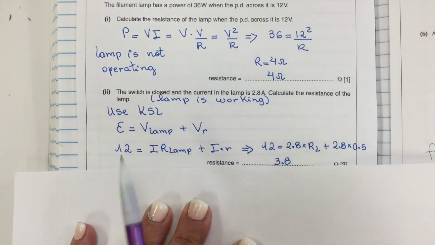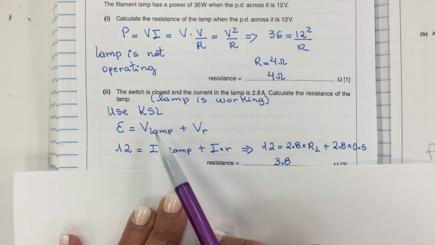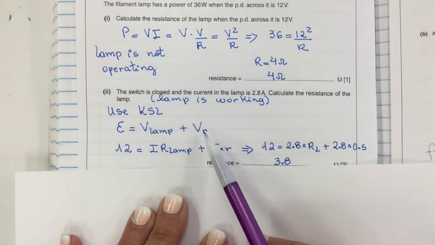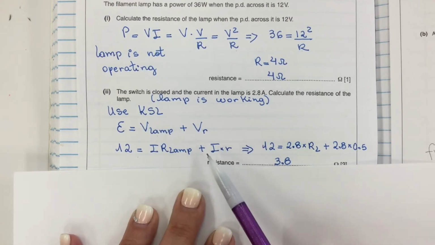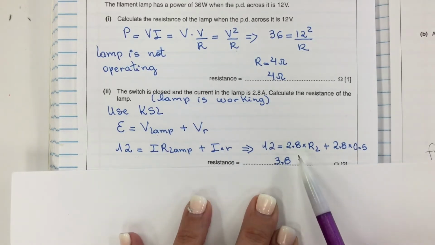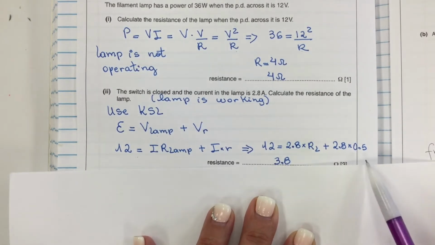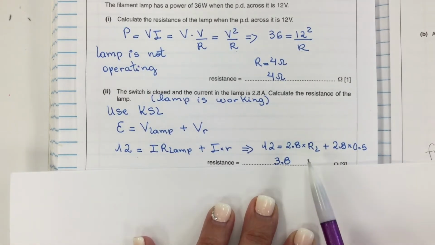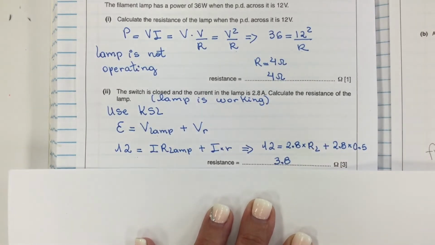Okay, a little bit more formal. The EMF is equal to the sum of PDs, right? The PD on the lamp and the PD on the internal resistance. So the PD on the lamp is the current times the resistance of the lamp when it's operating, plus the current times the internal resistance. The current was given, which is 2.8, and the internal resistance was given, which is 0.5. So I calculate the resistance of the lamp when it's working is 3.8. Okay, so it's a little bit less than if it were not working.